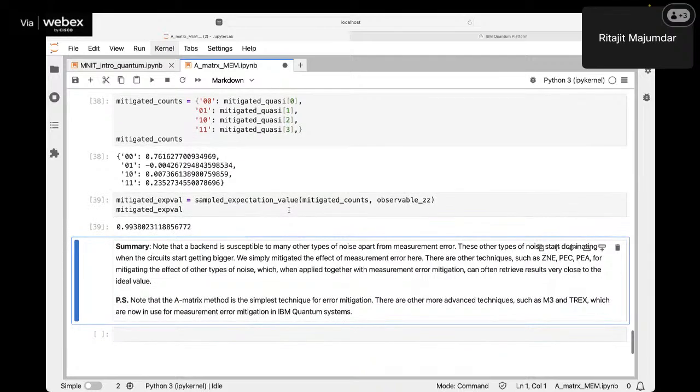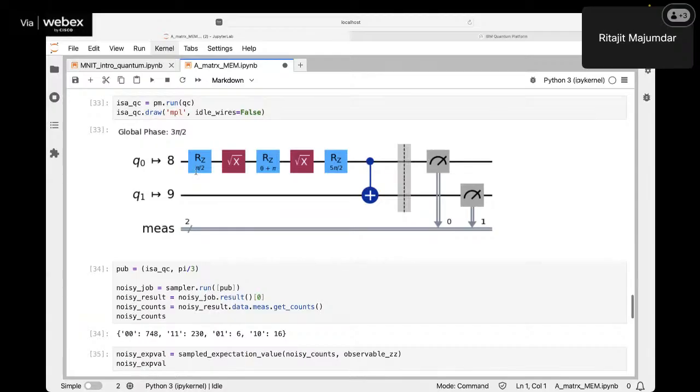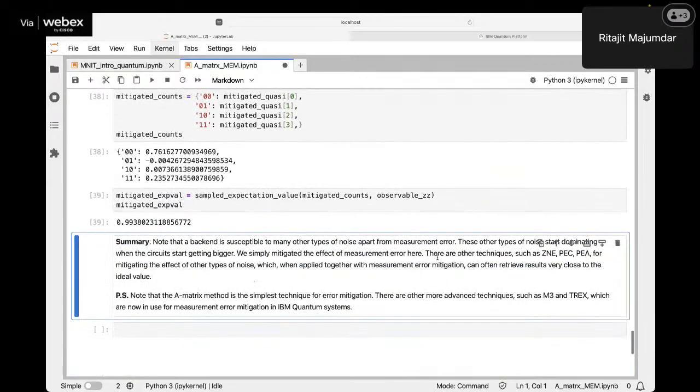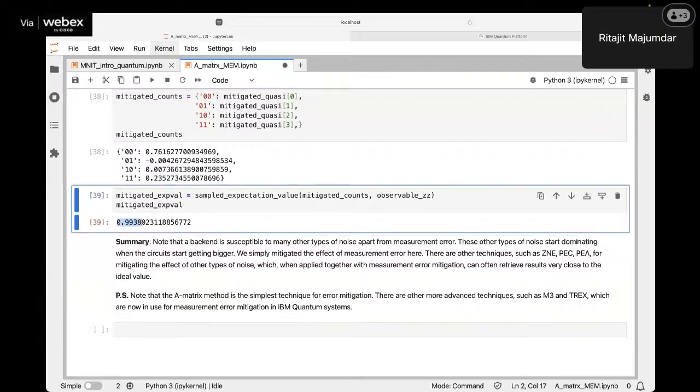So in summary, this was a very small circuit, and therefore, see, these gates have errors, right? Gates have errors. This was a very small circuit, and therefore only a few gates were there. Measurement error was the most dominant error. Therefore, using measurement error mitigation is giving me almost the correct result.